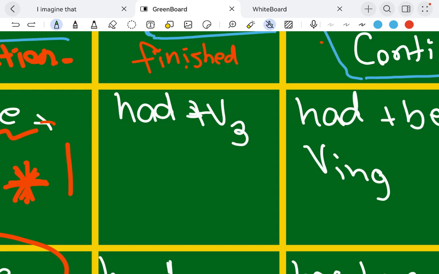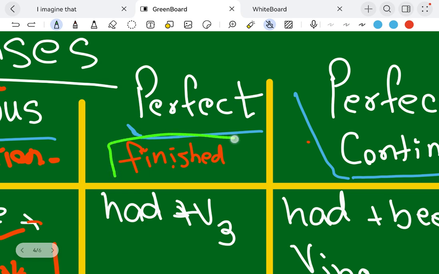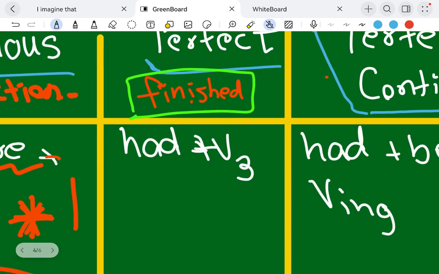Okay, in this video, we're going to take a look at the perfect tenses. We use perfect tenses to talk about finished actions, the actions that we have already done and have already completed. So let's take a look.